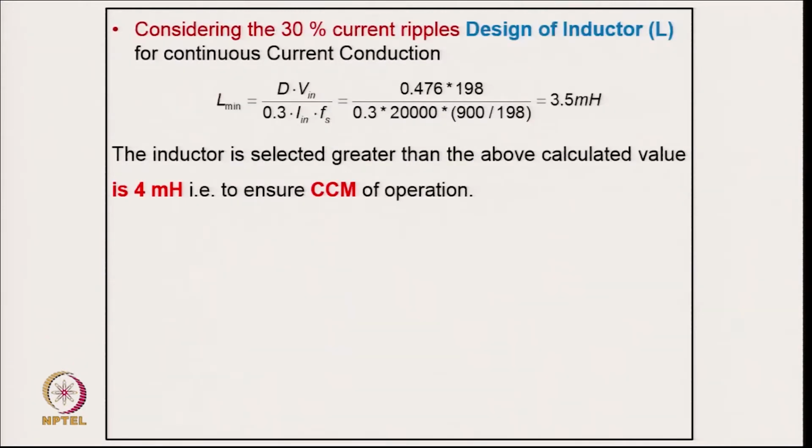Considering 30% current ripple for designing the inductor for continuous current conduction, the inductor value is obtained from the relation of the input, that is D V in, the voltage applied during the on period, with the 30% current ripple and the switching frequency of 20 kilohertz. The value comes to 3.5 millihenry, and the inductor is selected greater than this value, which is 4 millihenry, to ensure continuous conduction mode of operation over a wide operating range of the supply voltage as well as the load.